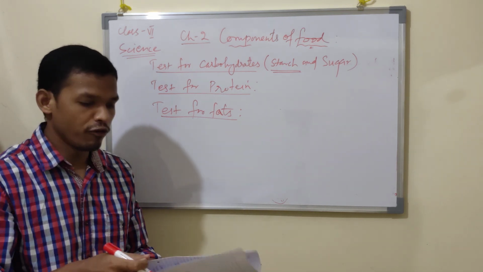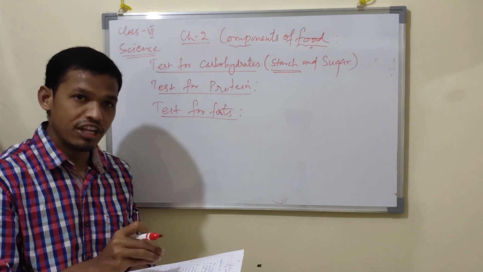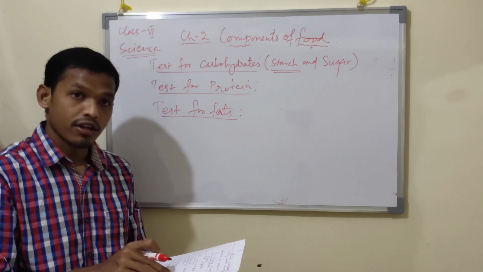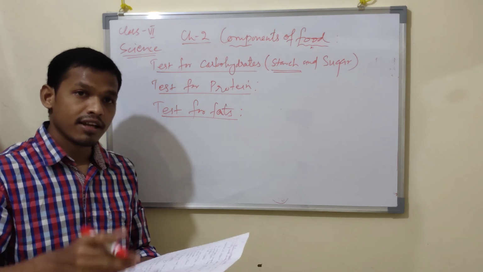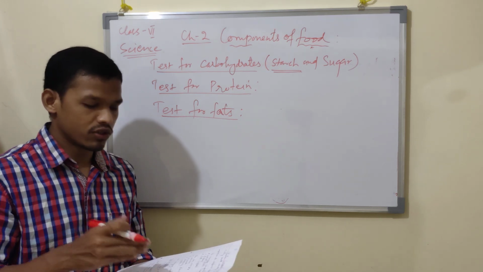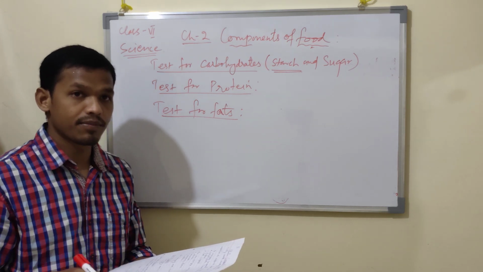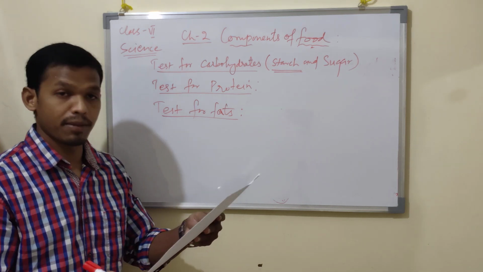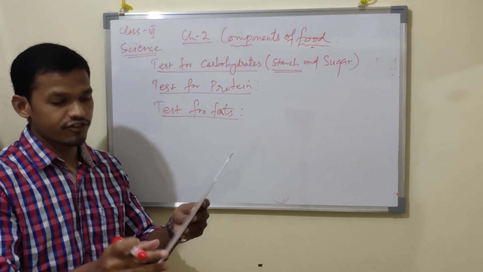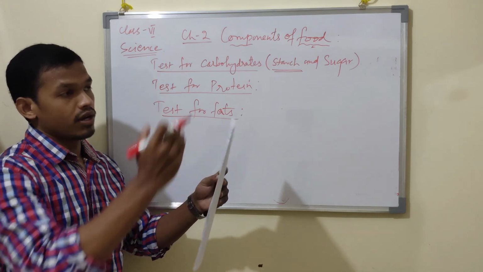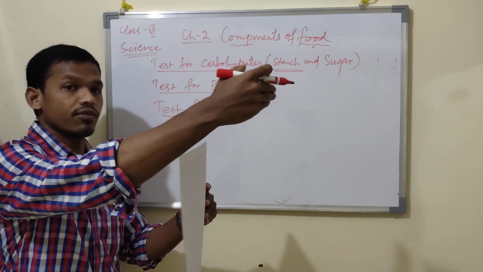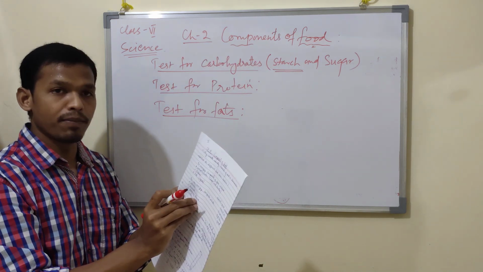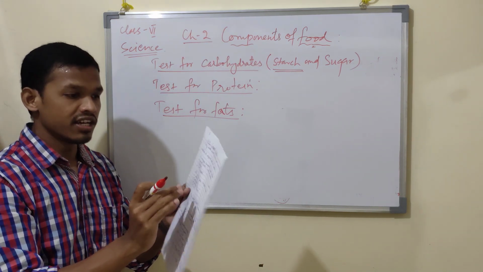After wrapping, if the food contains some oily parts, the paper will become transparent. After some time, if you observe that paper, it will be transparent. You can see the other side of the object through this paper, because the presence of oily parts makes it a transparent paper.